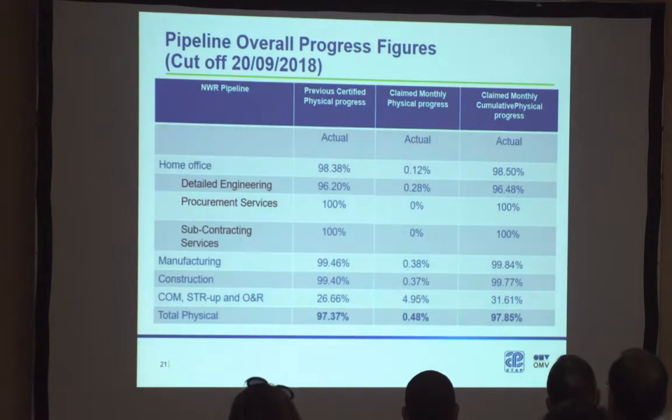I will finish by showing the pipeline overall progress figure. So we are at detail design. It is 96%, pending basically the as-built drawing. Procurement 100%, subcontracting service 100%. Right now we have 90% construction. Commissioning startup 31%. The overall is 97.85%.